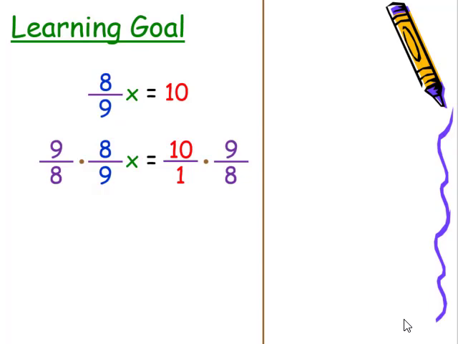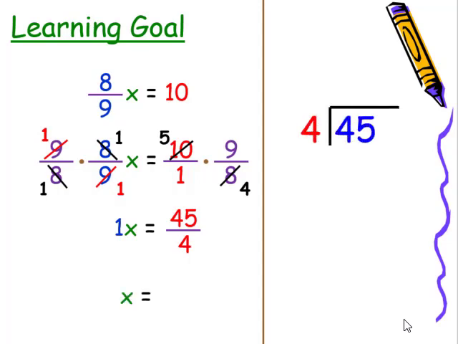And now we can see that 9 can go into 9 one time and 8 goes into 8 one time, leaving us with 1x. On the right-hand side, we can see that both 10 and 8 are divisible by 2, 5 and 4. 5 times 9 is 45, 1 times 4 is 4. Since we have an improper fraction, we're going to divide. On the left-hand side, we're left with x.